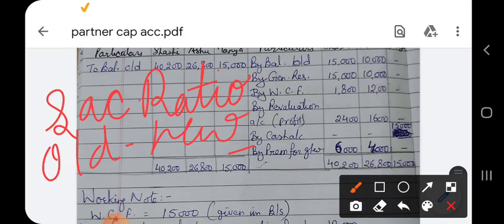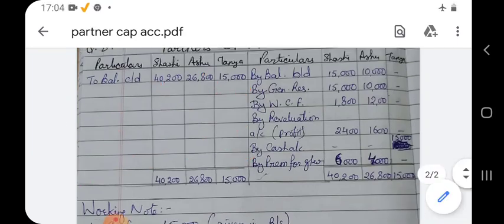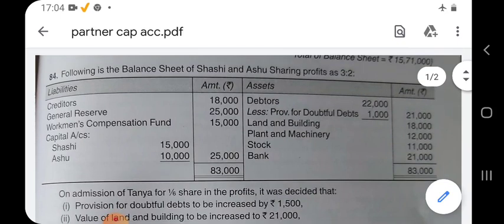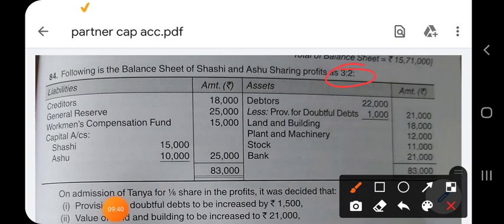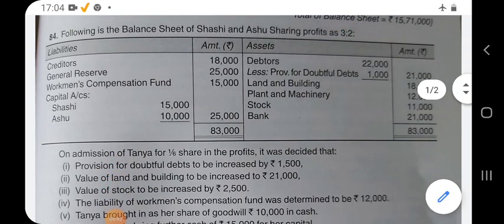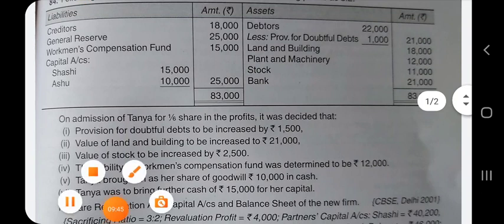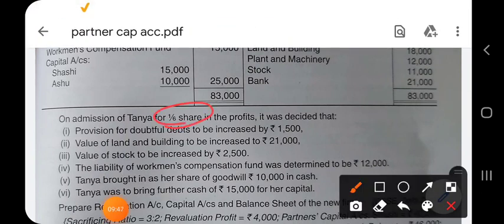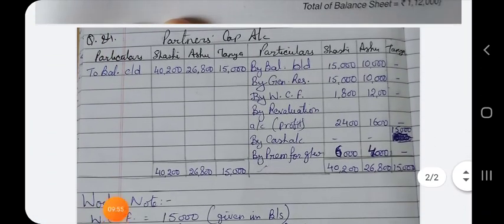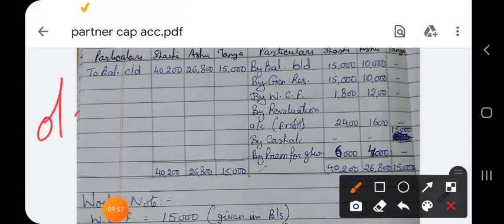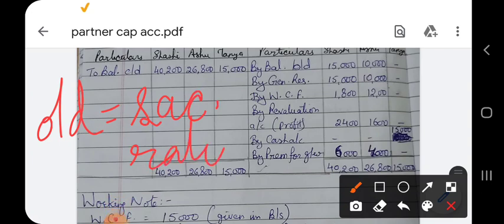Now we will see, is there any new ratio given in the question? 3:2 is given here. This is the old ratio. Tanya's share is given as 1/6, but there is no new ratio given in the question. So if the new ratio is not given, our old ratio becomes the sacrificing ratio in admission.